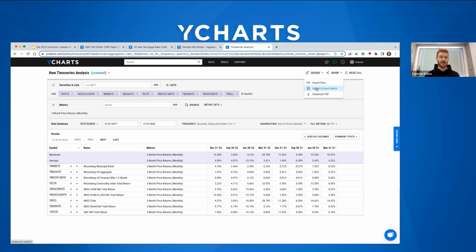So all you need to do is reopen your workbook and click refresh, and the latest data from YCharts is going to pop in. You can also export this as a table, or if you just want the hard-coded numbers, you can export as a CSV as well. Cool.